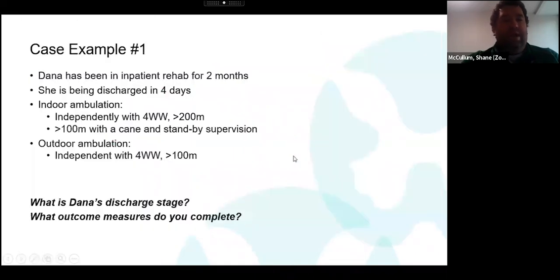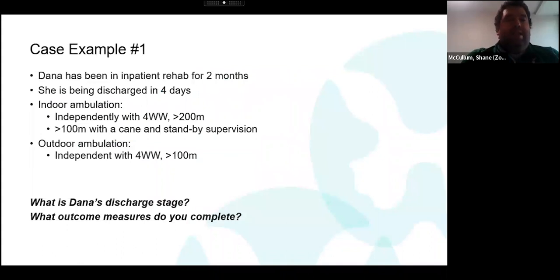So we'll move on, and now we are at the point of discharge, 2 months into rehab, being discharged in 4 days. And for indoor ambulation, Dana is able to independently walk with a four-wheeled walker greater than 200 meters, and about 100 meters with a cane and standby supervision. And for outdoor ambulation, she is independent with a four-wheeled walker for 100 meters.